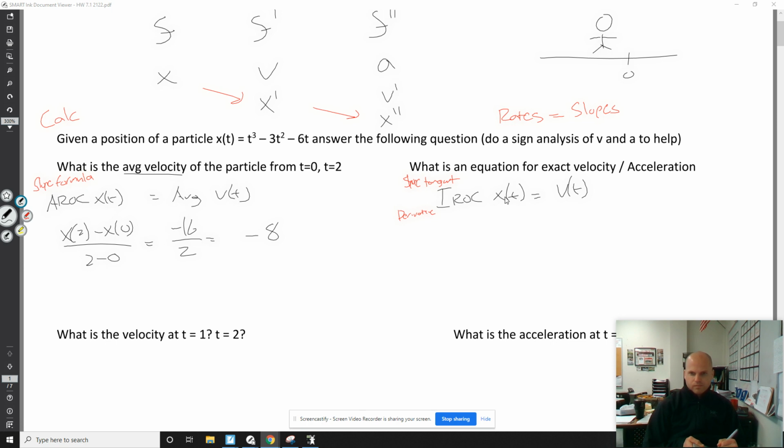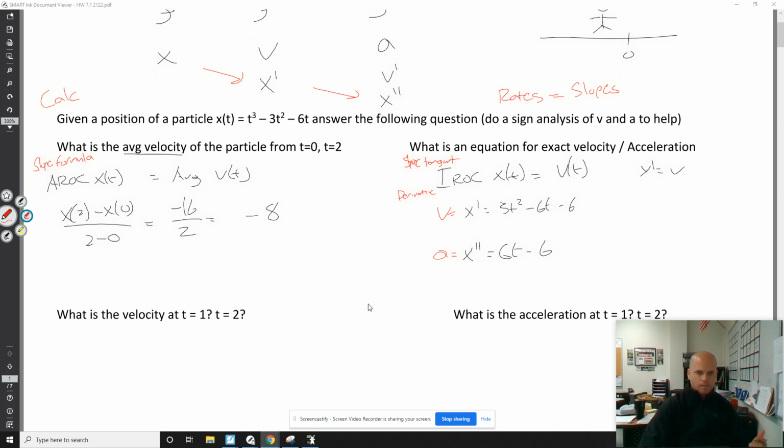So x prime is v. X prime is 3t squared minus 6t minus 6. And then the same goes with the instantaneous rate of change of v, which is a. I'm going to go ahead and use x prime and x double prime a lot in the video, even though you can switch over to just x, then v, then a. But just to make it seem like it's the same stuff that we've done before, I'm going to stick with x prime, x double prime.